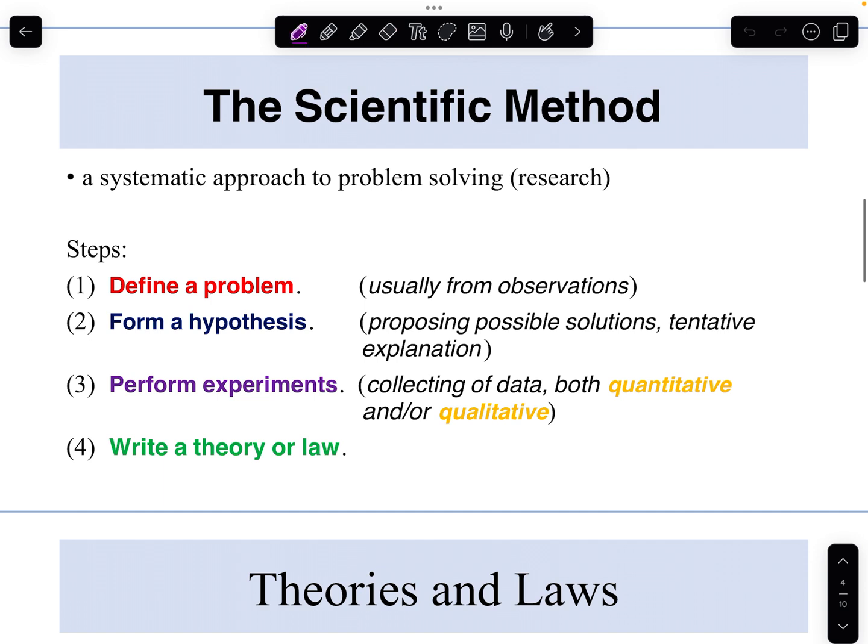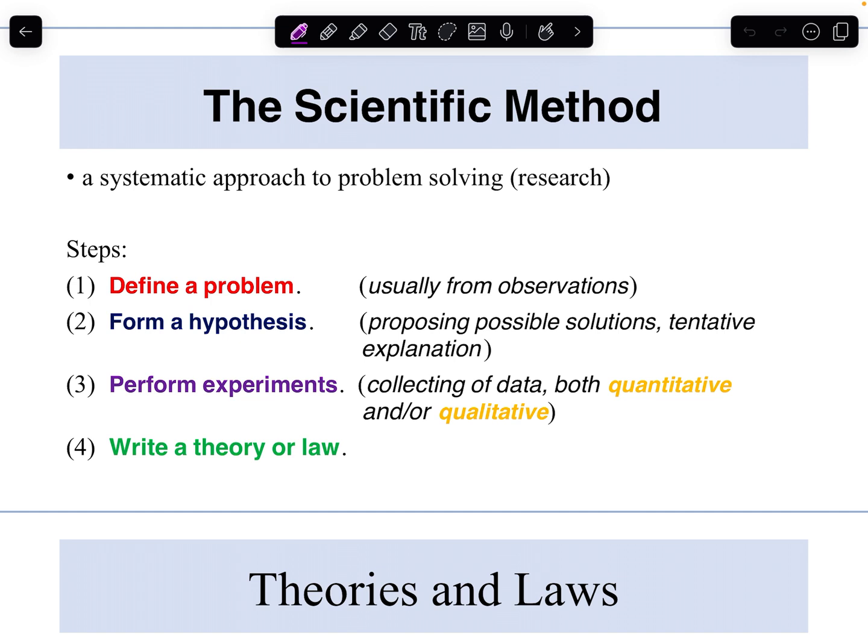Now we're going to hit the scientific method. The scientific method is a systematic approach to problem solving, and you've probably heard of it. Teachers do the steps in different orders sometimes, or use different ways of wording them, but we're going to stick with these four main steps. Step one is define the problem. Usually you observe something and then you notify yourself that it's a problem. You then form a hypothesis. Remember, a hypothesis is a proposed solution, and it does not have to be correct.